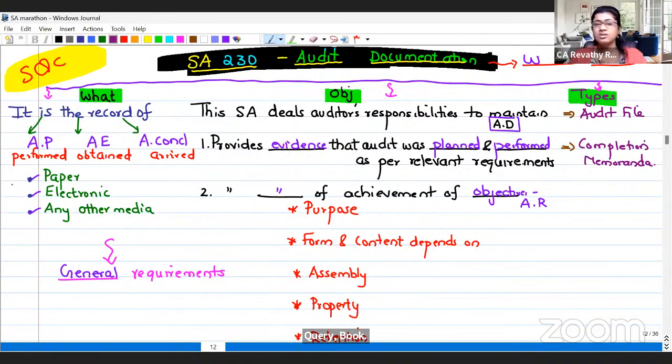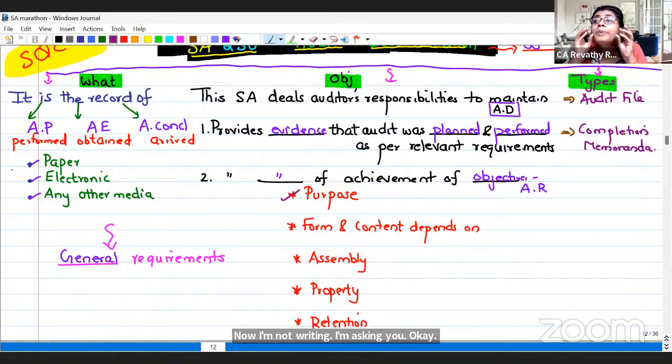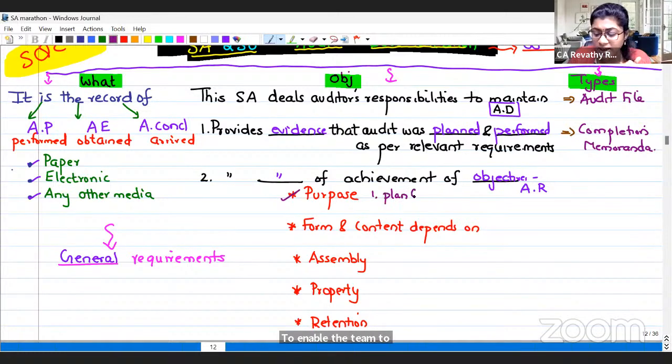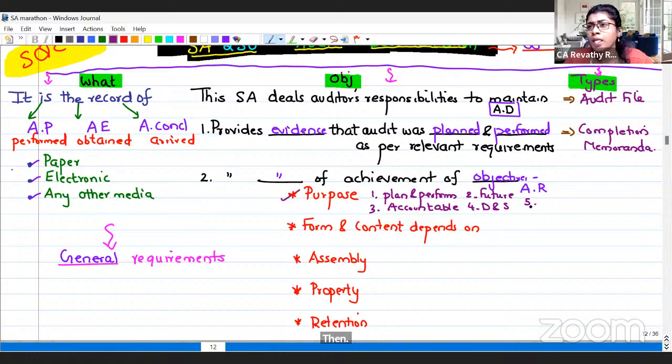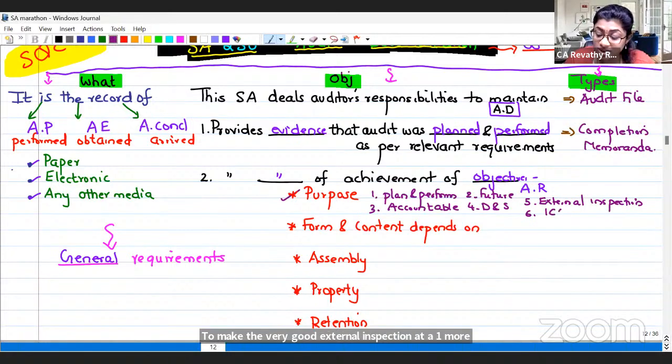Right. Now, guys, I feel like asking few questions. Can I ask you? Now, I'm not writing, I'm asking you. What is the purpose of maintaining audit documentation? First, to enable the team to plan and perform the audit. Plan and perform. Then, for future reference. Then, to make them accountable. Very good. Then, to direct and supervise the team. Anything else? Very good, external inspection. And one more point is there. Also, not only external, ICAI can conduct peer review, quality review. Very good.